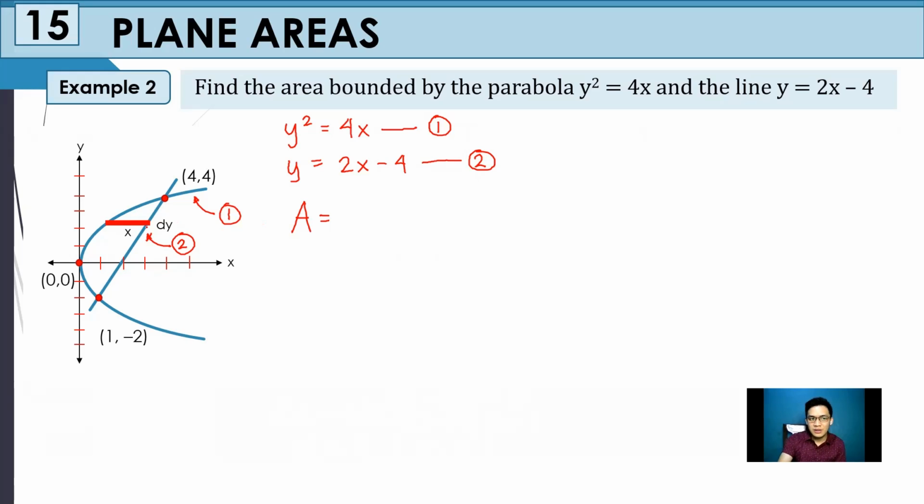Di ba? So, take note, what is the area of the strip? Rectangle lang na, class. That is x multiplied by dy. And then, gagamitan natin ng integration, coming from the bottom, lower limit, papuntang upper limit.